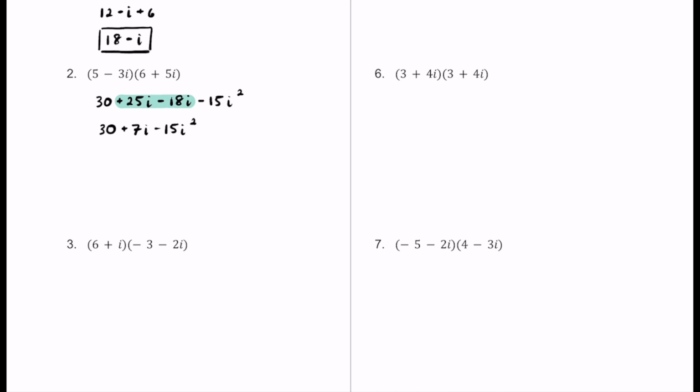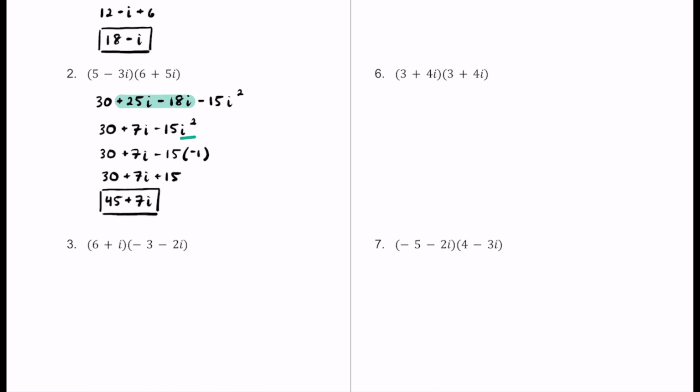Now keep in mind we have i squared, which is equal to -1. So this is going to be 30 plus 7i minus 15 multiplied by -1. Okay, so we have a -15 times a -1, that's gonna be a positive 15, so we have 30, and then plus 7i, and then plus 15. And if we go ahead and combine the 30 and 15 together, that's gonna be 45, so we'll get 45 plus 7i. So that would be the standard form for this complex number, where a is 45 and b is equal to 7.